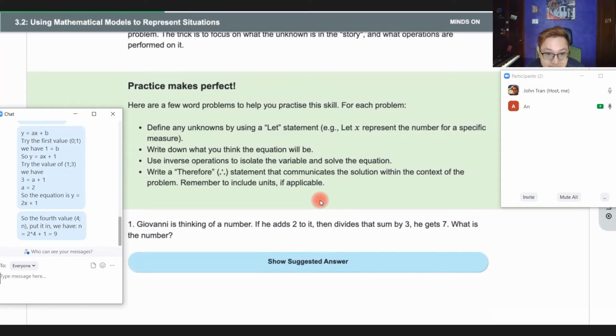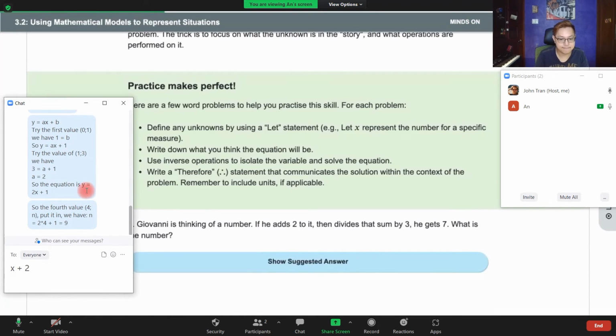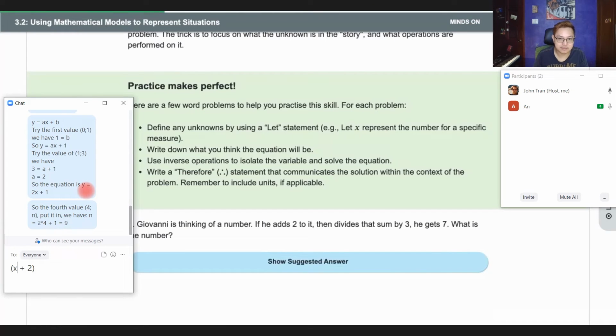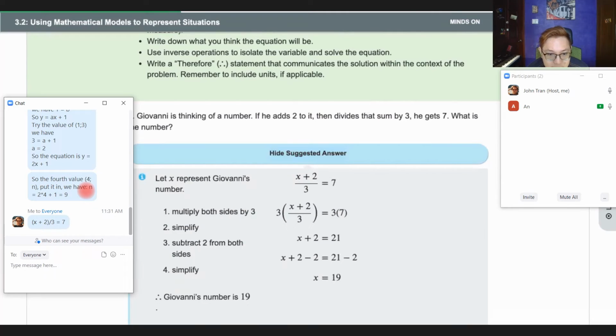I think it's 21. Sure. He adds 2 to it, and then divides that sum by 3. He gets 7. So it's like this: add 2 to that number x, and then divide the whole thing by 3, and you get 7. So 21, 20, so it's actually 19. The number is 19, because if he adds 2, it's 21, and divide by 3, he gets 7. Exactly. So it's 19.